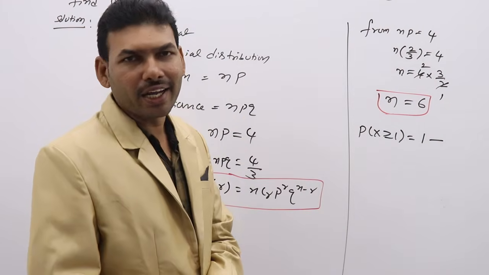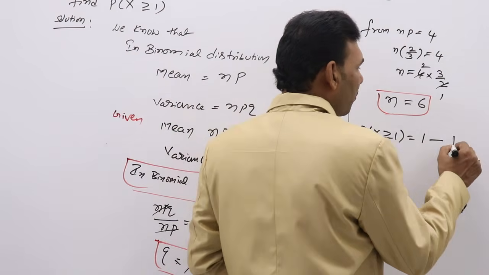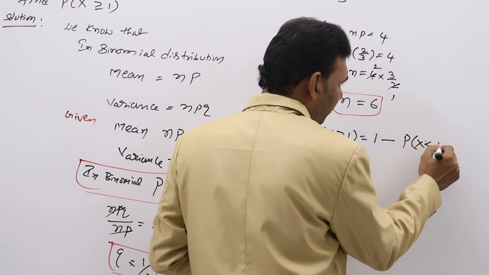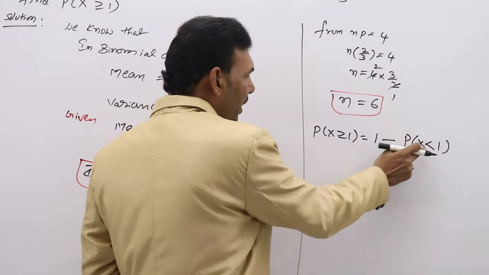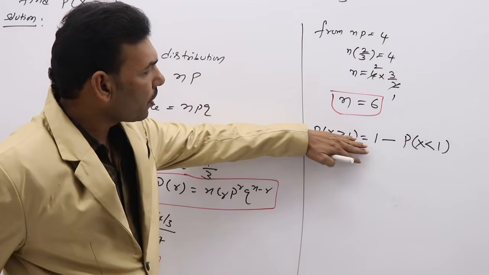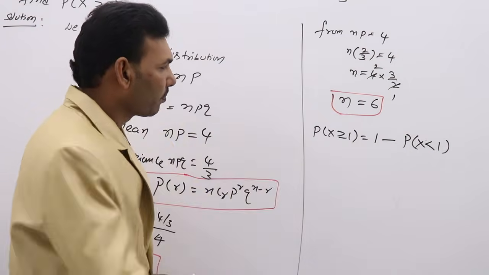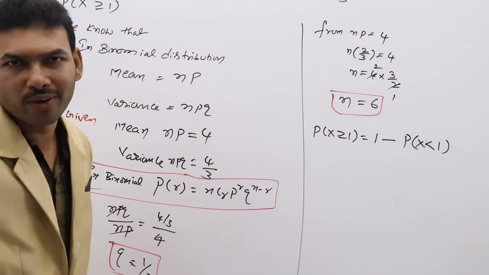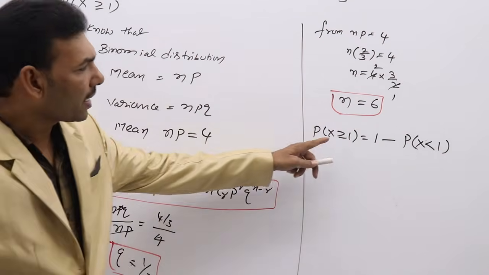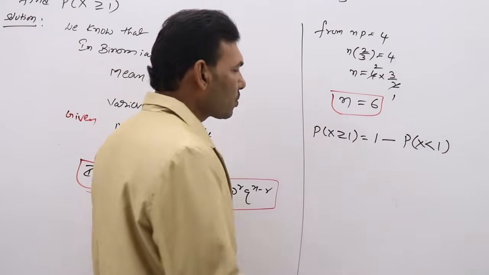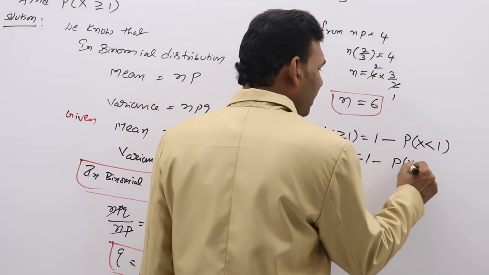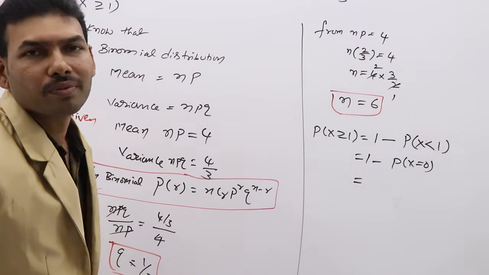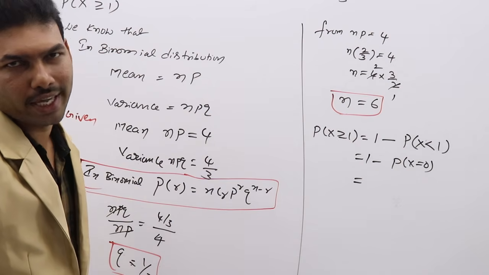P of x greater than or equal to 1 can be written as 1 minus P of the opposite inequality: greater than or equal to becomes less than. If you have equal to here, don't write equal to there. If you don't have equal to here, write equal to. What I am saying: if you have P of x greater than 1 only, then you will get P of x less than or equal to 1. We have equal to here, so don't write equal to there, so you will get the P of x equal to 0 case only. x less than 1 means P of 0 case.